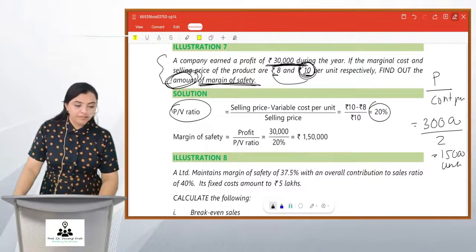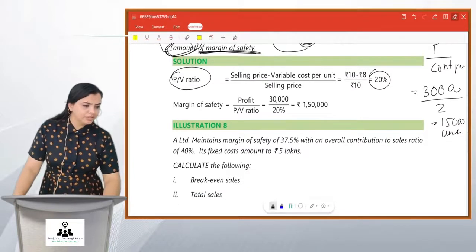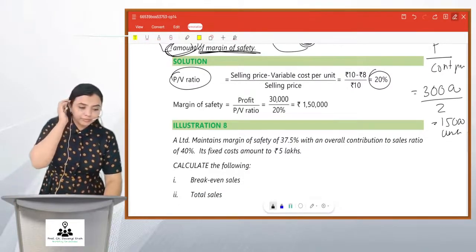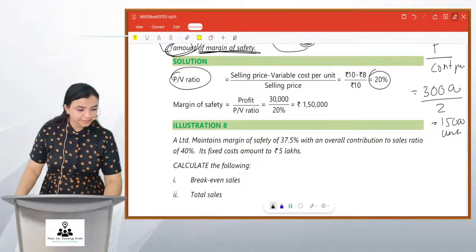Hello, Gaurav. How are you? You want to say something? You have written 30. What does this mean? Maybe you're answering something.